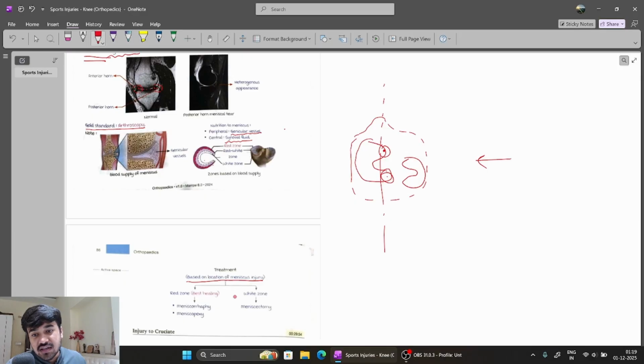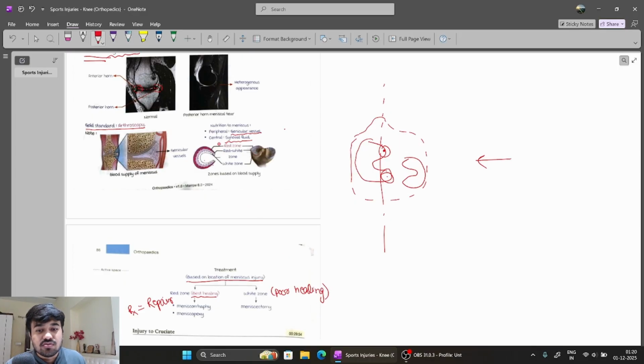If the injury is in the red zone, it has the best healing, so the treatment of choice here is repair. Repair means meniscorrhaphy and meniscopexy. But when the injury is in the white zone, it has poor healing because it has no dedicated blood supply like the peripheral zone, which has genicular vessels.